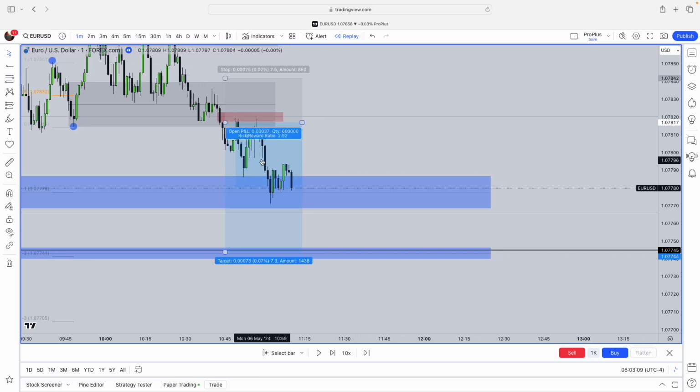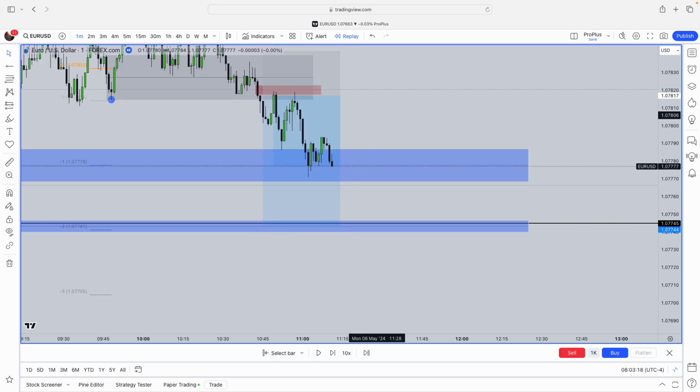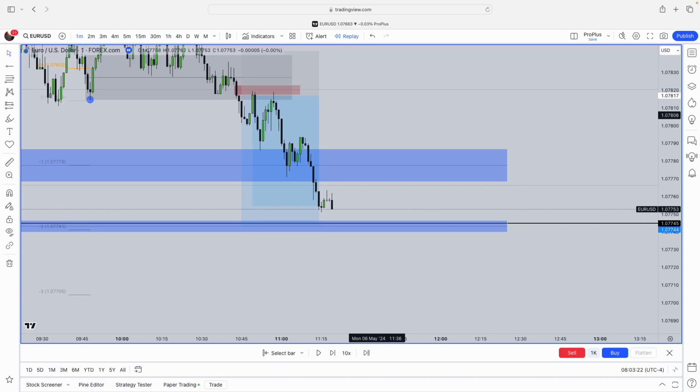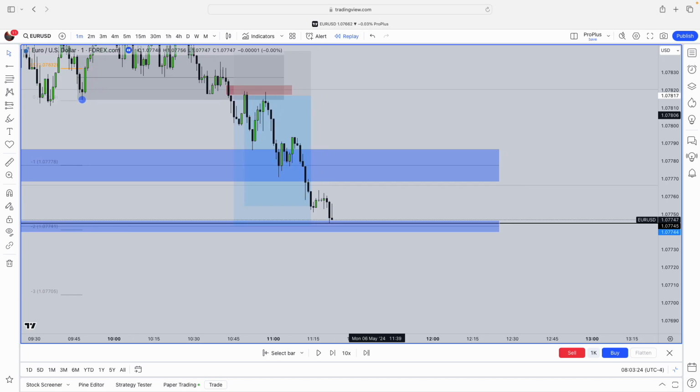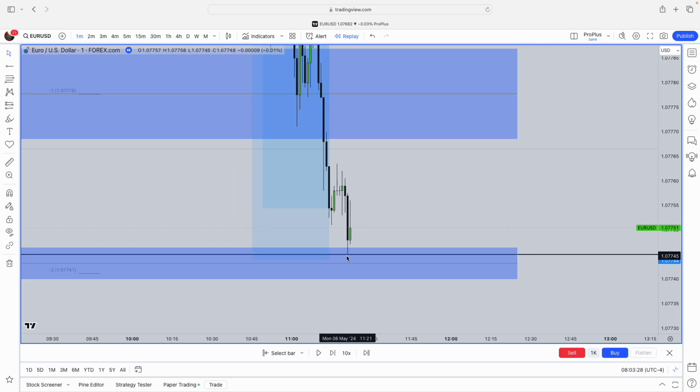So it tapped into this BISI. I would like to see this act as an inversion fair value gap. If price does end up closing below, I want to see it act as an inversion. So it's closed below, I want to see it act as resistance. So it has got to, literally to the pip, our BISI low, if that makes sense.